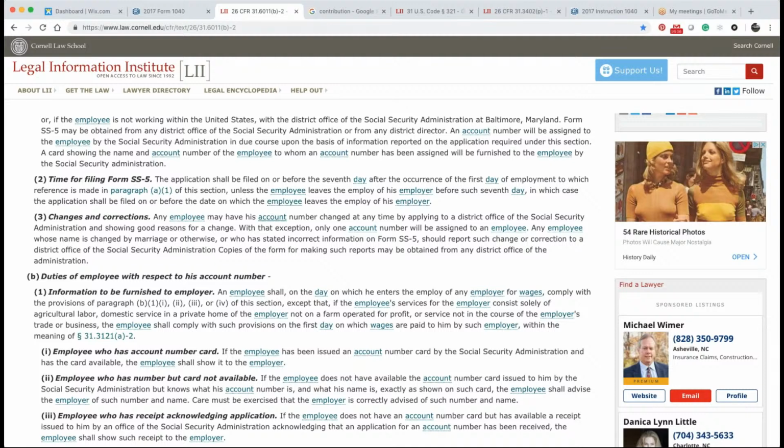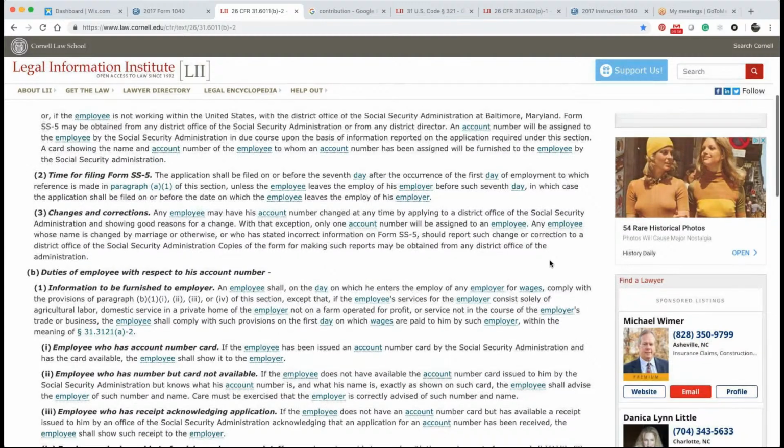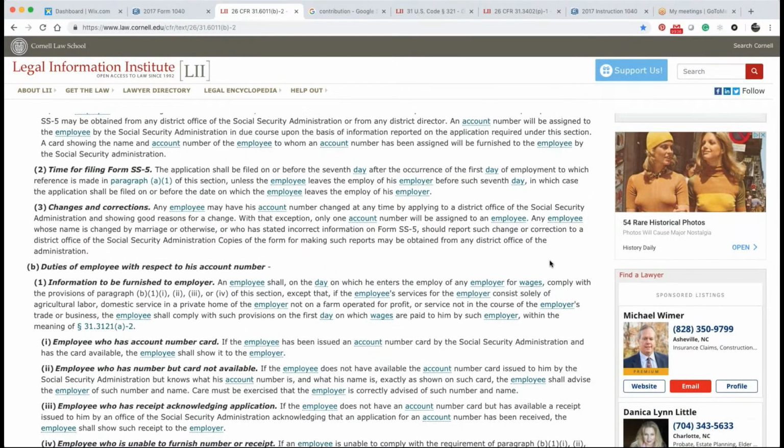3, changes and correction. Any employee may have his account number changed at any time by applying to a district office of the Social Security Administration and showing good reason for a change. With that exception, only one account number will be assigned to an employee. Any employee whose name is changed by marriage or otherwise, or who has stated incorrect information on Form SS5 should report such change or correction to a district office of the Social Security Administration. Copies of the form for making such reports may be obtained from any district office of the administration.